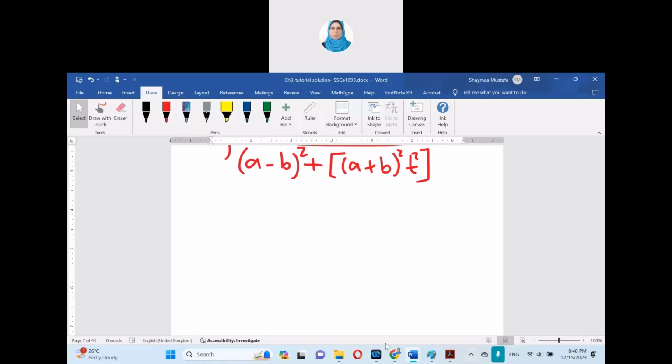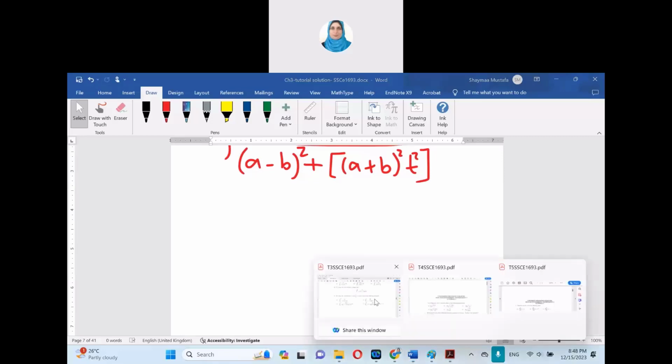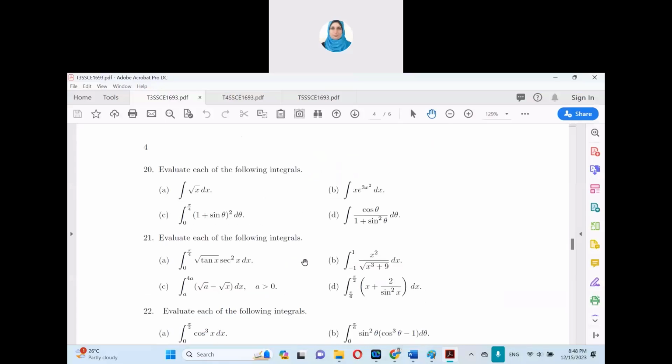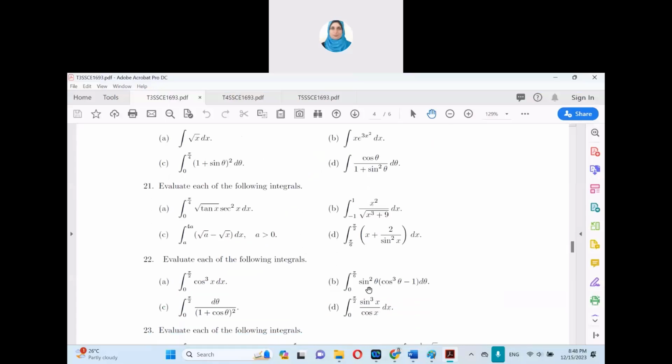Then the next question is 22b. Okay, 22b, we need to evaluate the integral of sine square theta times cos cube theta minus 1.